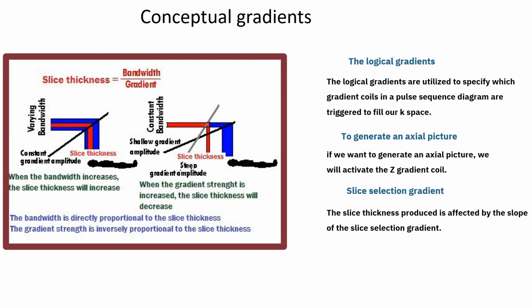As a result, if we want to generate an axial picture, we will activate the Z gradient coil. The X gradient coil would be engaged to provide a sagittal picture, and so on. This suggests that the physical gradients coincide with the slice selection gradient. It is also vital to recall that the patient is exposed to the resonant radio frequencies when the slice selection gradient is activated. The slice thickness produced is affected by the slope of the slice selection gradient. Thinner slices will result from a steeper slice selection gradient.